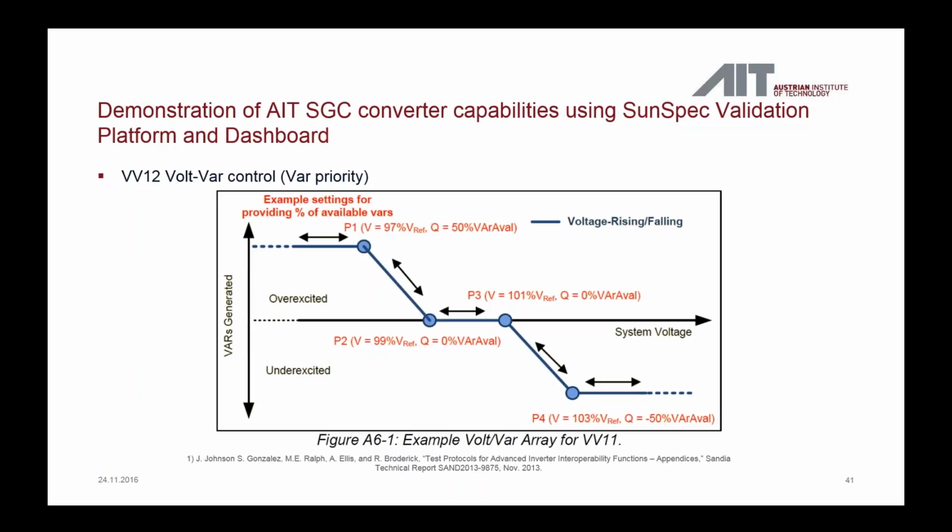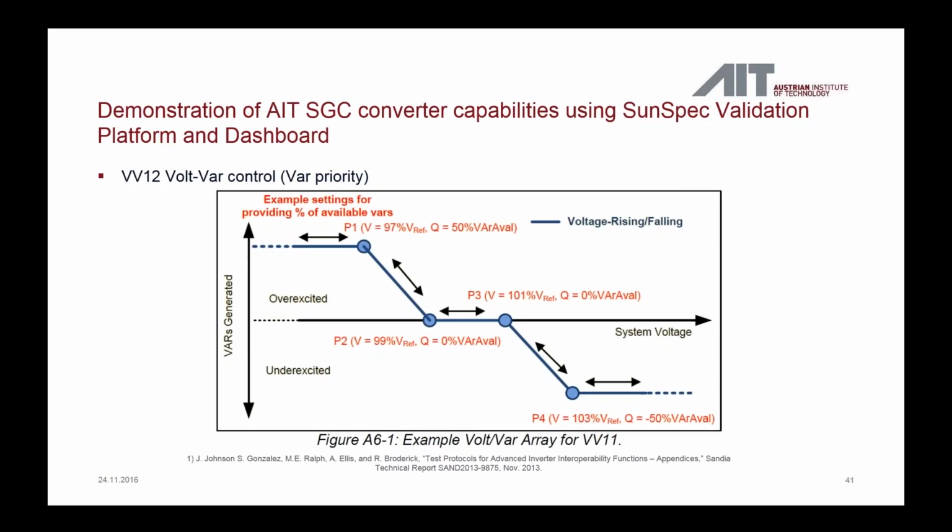This is done in a way that if the grid voltage is very high, the inverter, the generator, will consume reactive power from the grid, thus bringing the voltage down. And if the voltage in the grid is very low, the inverter will try to actively increase the voltage by supplying capacitive reactive power. And typically these volt-var curves look like this.